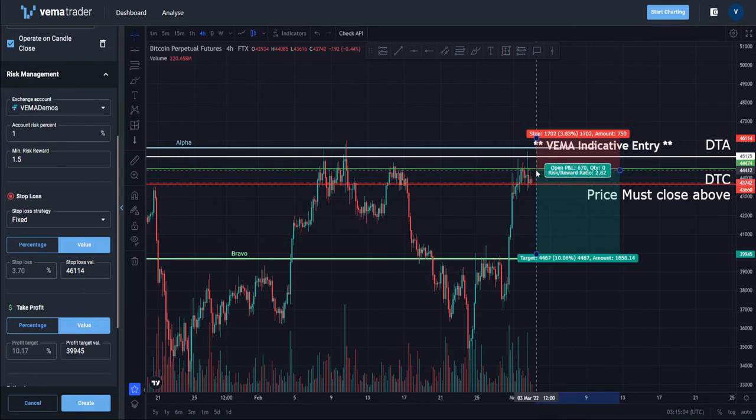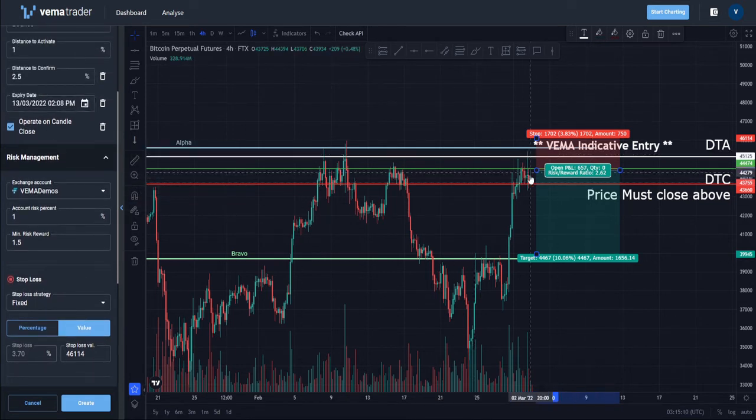If it doesn't close below the green line, then our distance to confirm is not satisfied at the candle close, which is important. We've ticked that. If it closes in that range, then our distance to confirm has been met. Price has rejected more than 2.5% from alpha. Our candle close is met. Price has closed more than 2.5% from alpha.